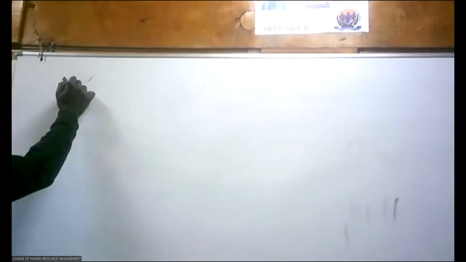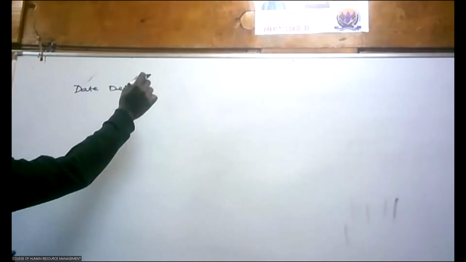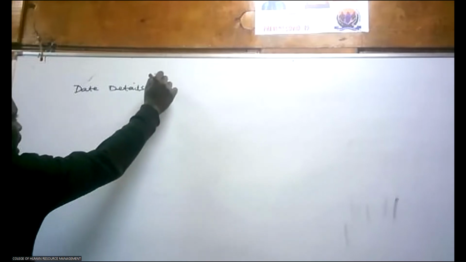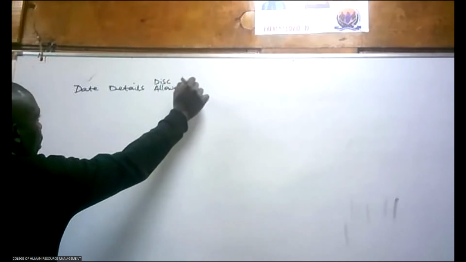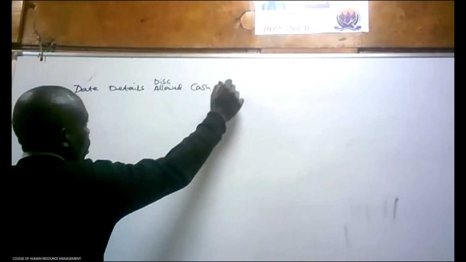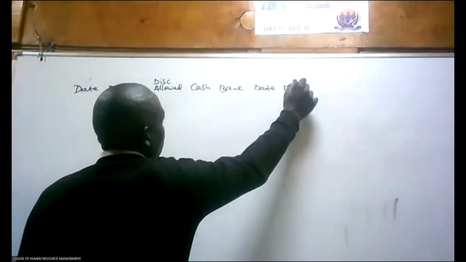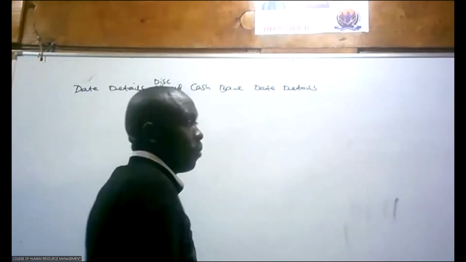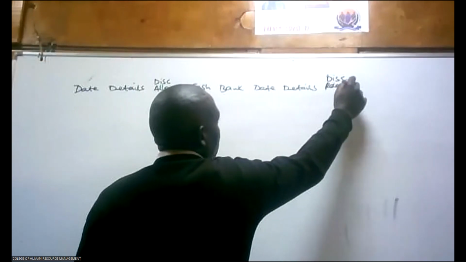So 3-column cash book, we know how it appears. It has the column for the date, details. We said this side, because we are receiving money, from whoever we are receiving money, we can allow. So we have the discount allowed. Then we have got cash and bank. The same, we have got date, details. Now when we are paid, we receive discount. So this side, we are going to have discount received.